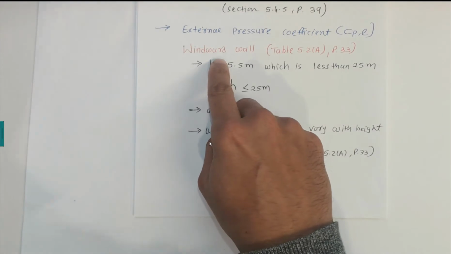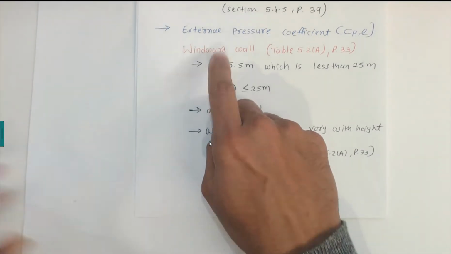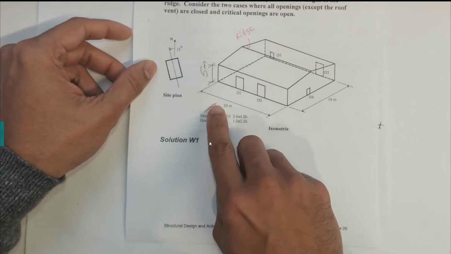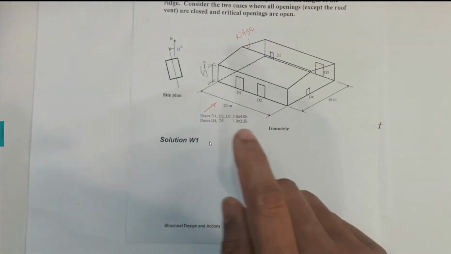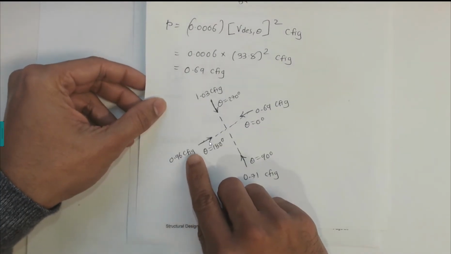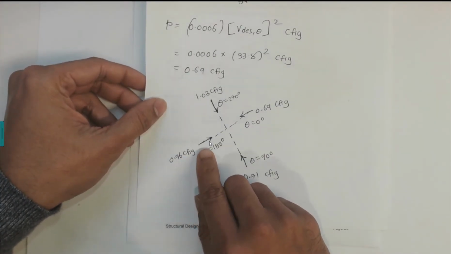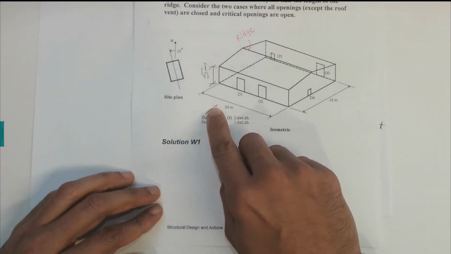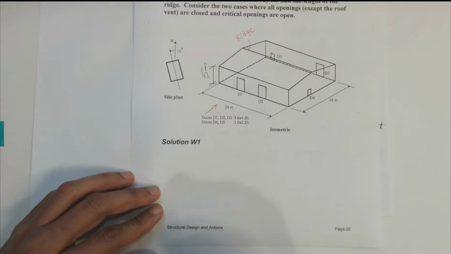Now first look at the windward wall. If I look at the picture here, the critical wind we found is in this direction. If I can show it here, in the previous video we found 0.96 for C fig. So we are looking in this direction, so that becomes the windward wall and this one becomes the leeward wall.